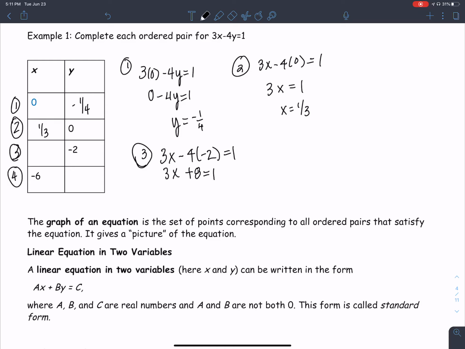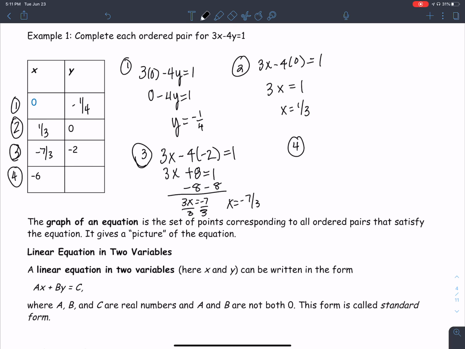Before, that 0 just dropped and we just had a one-step equation, but this time we have a two-step equation, so we're going to have to solve it a little differently. Subtract 8. So we get 3x equals -7, divided by 3, so x is -7/3. Okay, get used to these fractions, they're important.